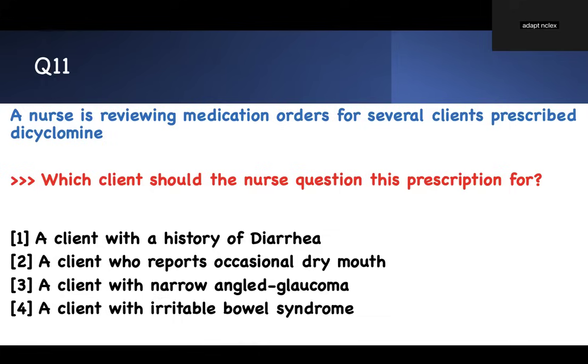Anticholinergic. It slows things down. Which client should the nurse question this prescription for? Which patient situation should not be associated with an anticholinergic? If you have diarrhea, I can slow you down. If you have dry mouth occasionally, I can make your dry mouth worsen a little bit. If you have glaucoma, I can make your glaucoma worsen forever. If you have irritable bowel syndrome, I can make you a little constipated.